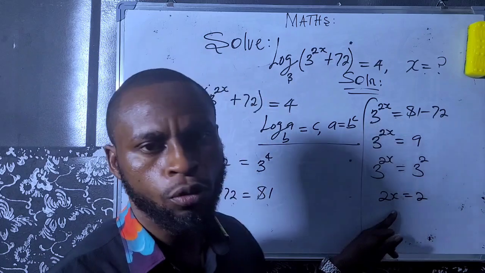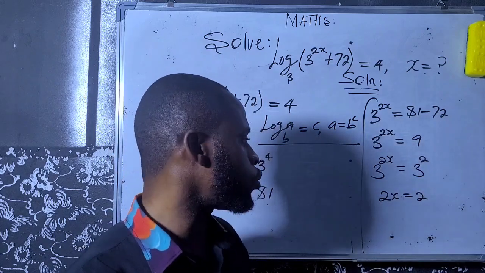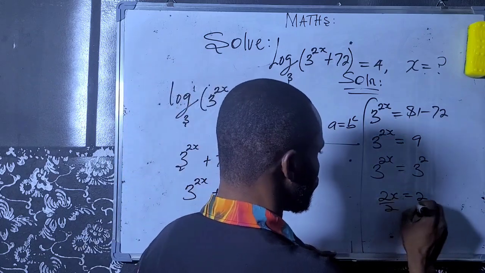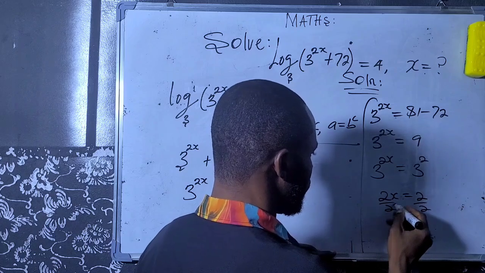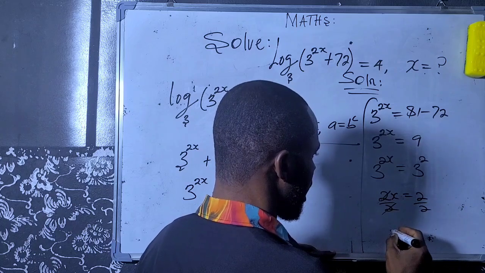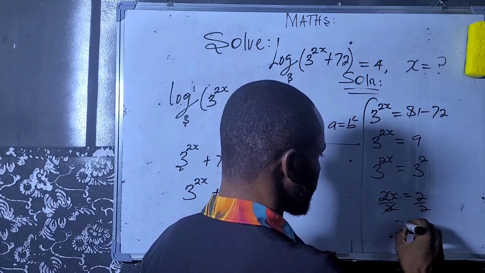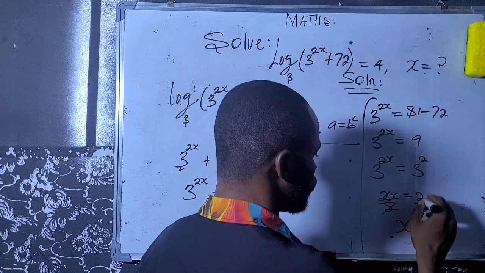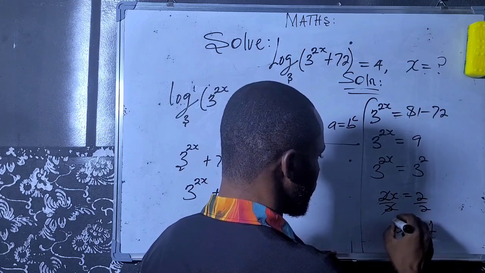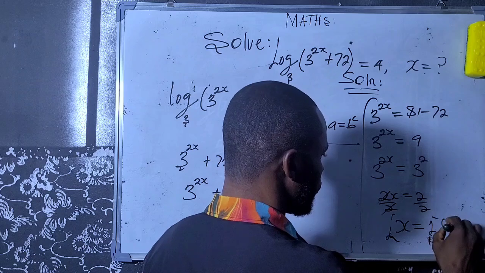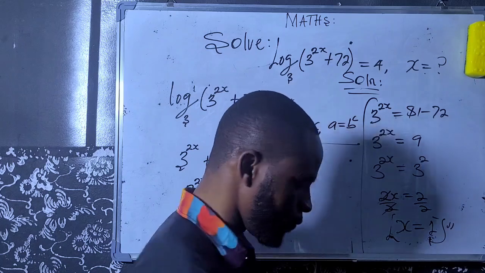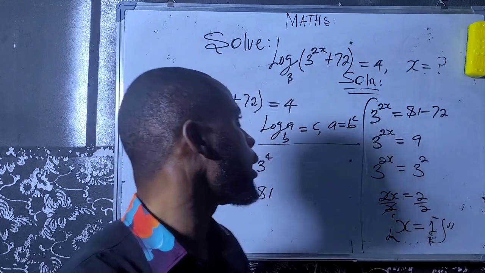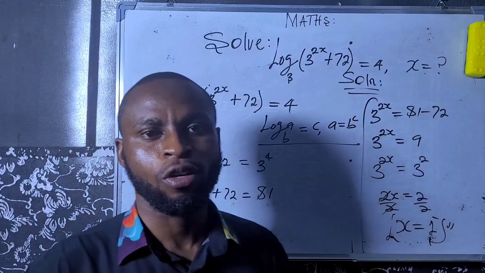To get the value of x, we divide both sides of the equation by 2. We divide here by 2, divide here by 2. Then 2 eliminates 2 here, and we have that x equals 2 divided by 2. That gives us 1. Therefore, x equals 1 is the value of x that will satisfy this given equation here on the board.